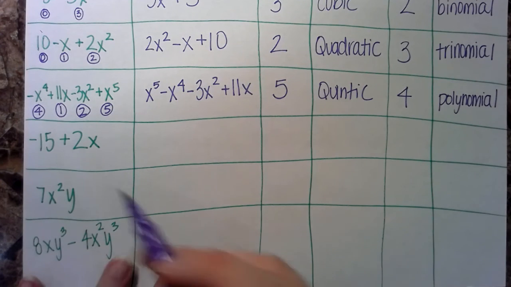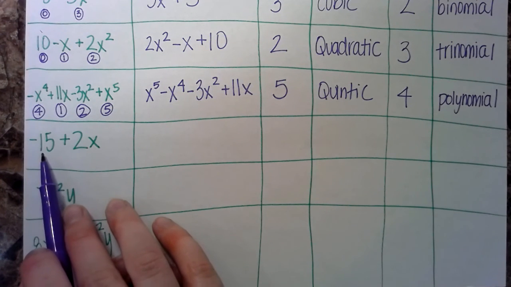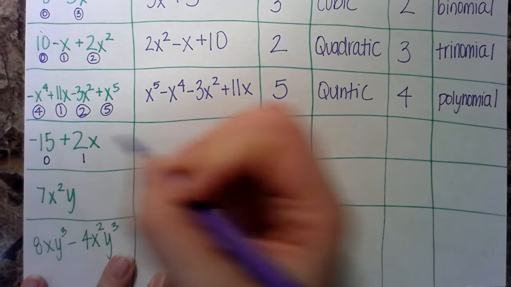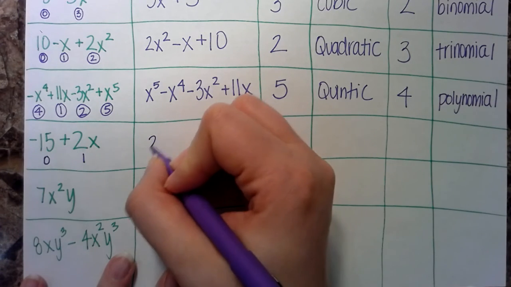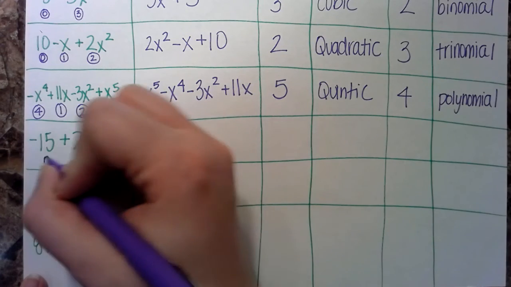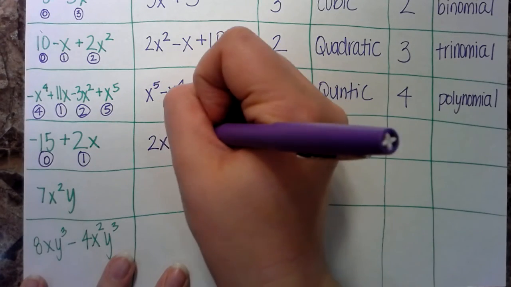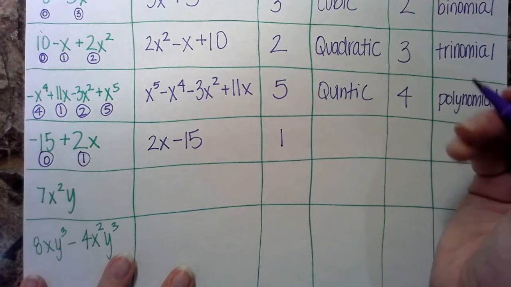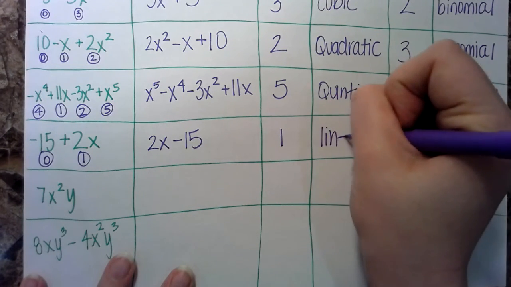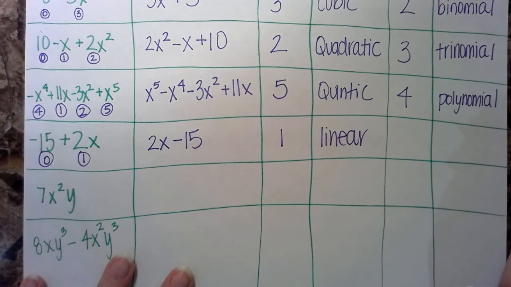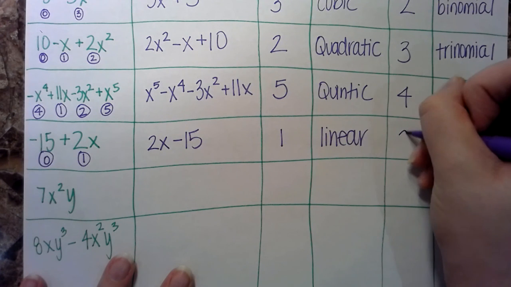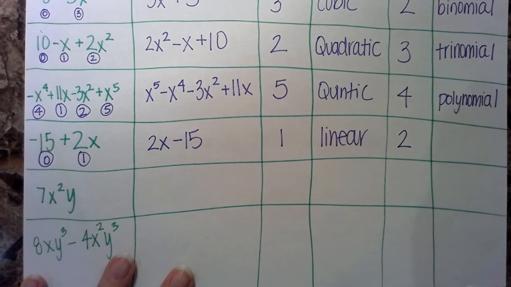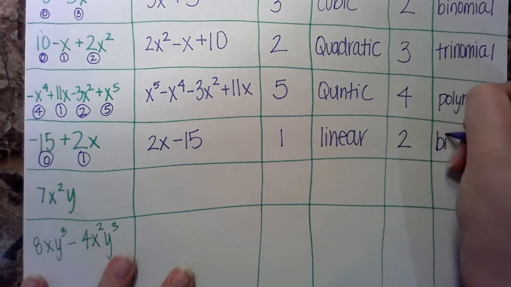Then we have, let's find our degrees here. So we have 0 and then 1. So we're going to do 2x minus 15. The degree is 1 because that's our highest. It's going to be linear. And then it has 2 terms because we have 2x and 15 or -15, and that is going to be a binomial.